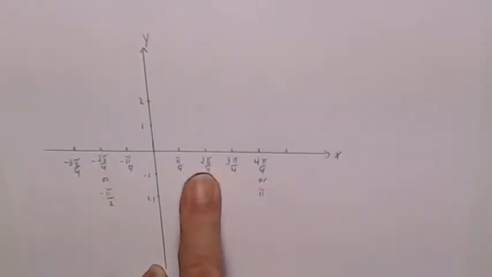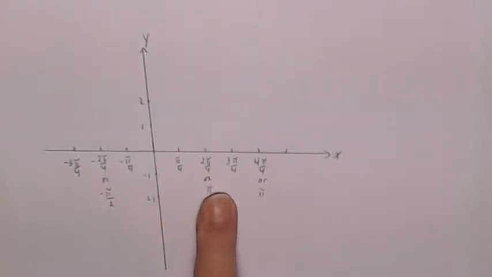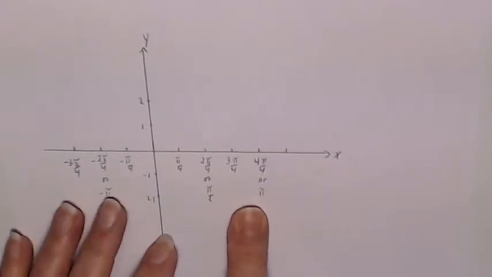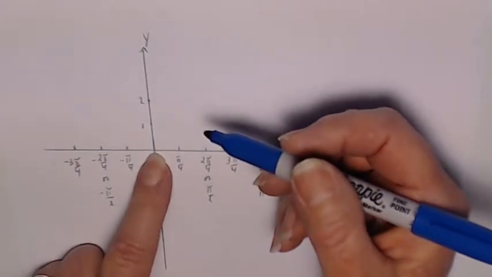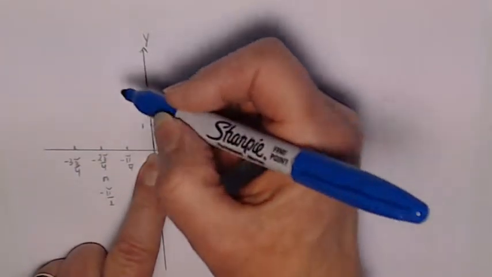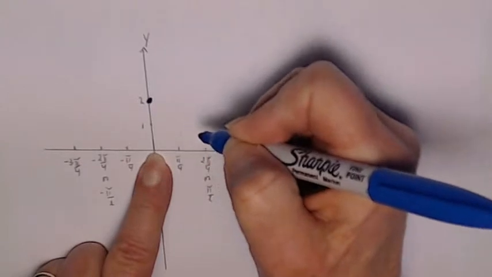I forgot to mention why. We'll look at that in a minute. But let's graph the cosine function that we have so far. So when x is at 0, our function value here is 2.